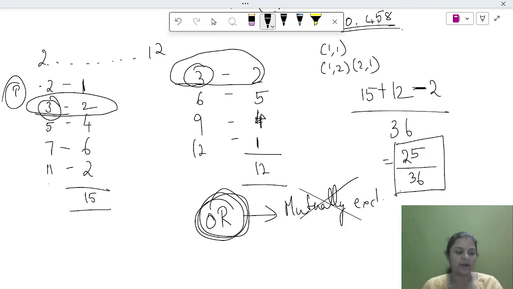So the major point here is if you have a question with an OR condition, you should check whether the events are mutually exclusive. If it is mutually exclusive, you simply add. If it is not mutually exclusive, you need to subtract the common value without fail. Can I continue?